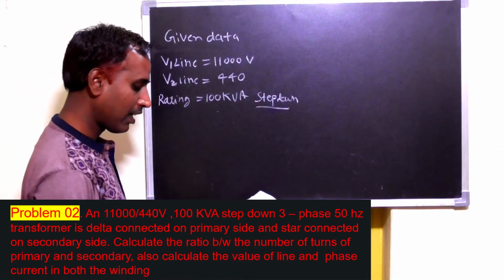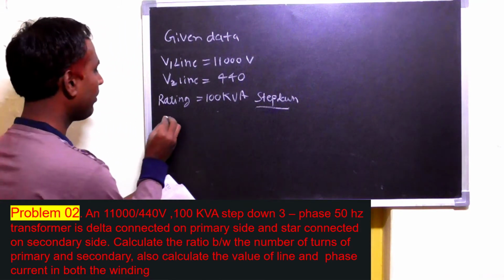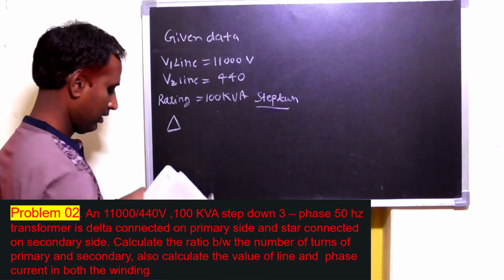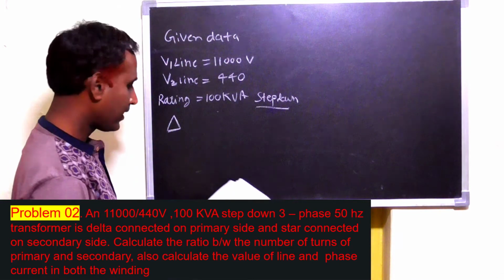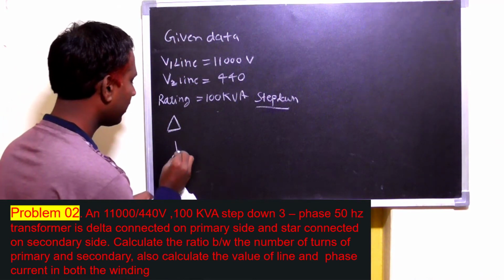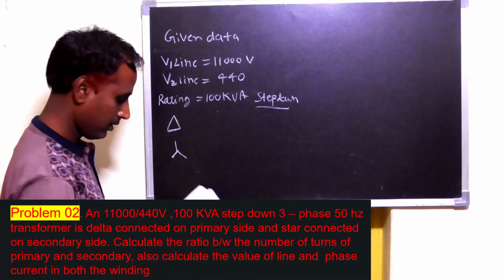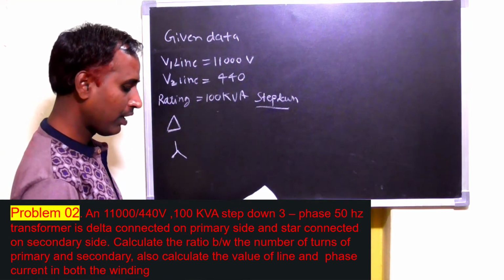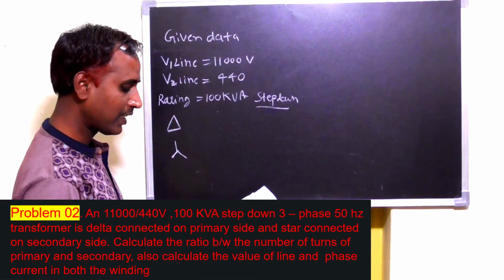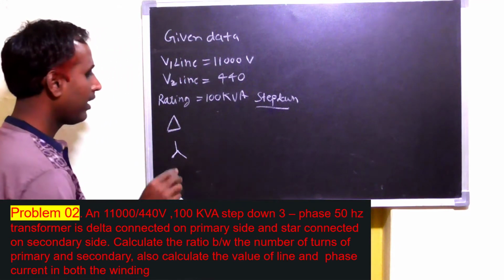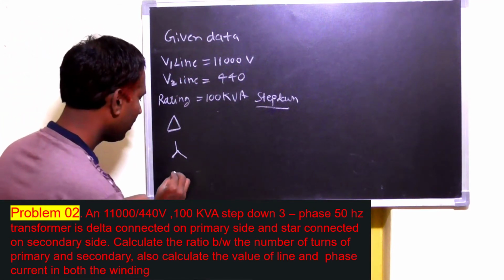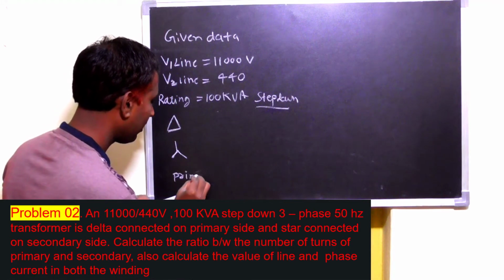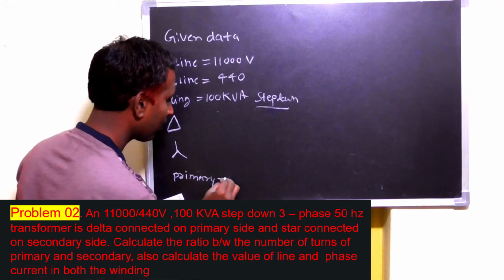The transformer is delta connected on the primary side, and the secondary side is star connected. Correct? Next, calculate the ratio between the number of turns of the primary and secondary. Here, what we have to find is primary to secondary.